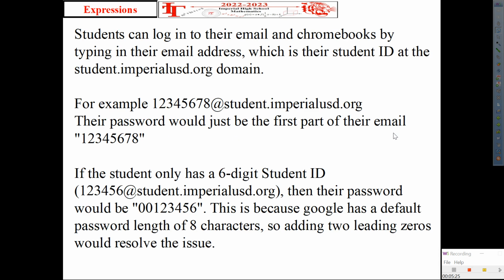So check this out. Look what I'm going to do. For your Chromebooks, you need your student ID with @student.imperialusd.org in order to log in. However, if your ID is only 6 digits, you need to add 2 zeros at the beginning. And some of you are like, okay. So in order for you to be ready when you get your Chromebooks, those of you that don't have it, get your phones out really quick. I'm going to allow you to get your phone out. Take a picture of that screen, and I'm going to go over one more screen so you can take a picture of that screen as well.